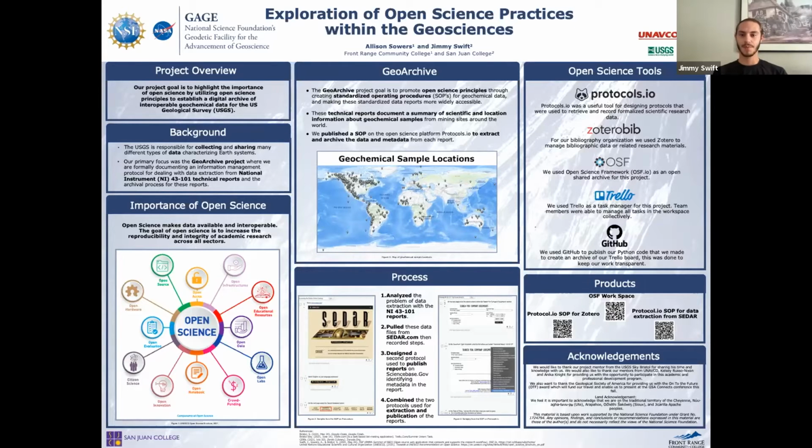Thank you, Allison. The goal of the Geo Archive project is to promote open science principles through creating standard operating procedures for geochemical data. These technical reports document a summary of scientific and location information about geochemical samples from mining sites around the world. The NI 43101 technical reports are produced by Canadian mining companies and are necessary for financial disclosure regulations in Canada. These reports are archived within the USGS's Mineral Development Project database, which is located in the Science-Based Catalog. So why is this important?